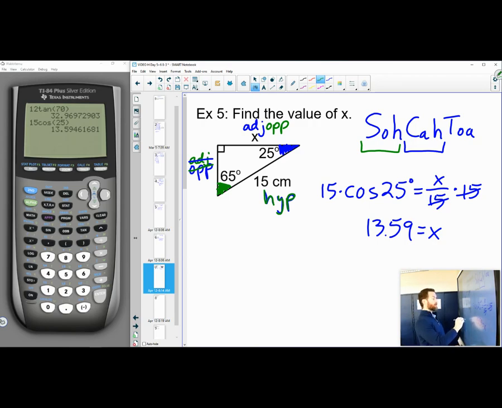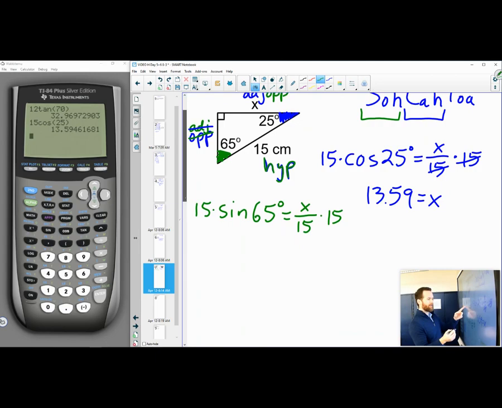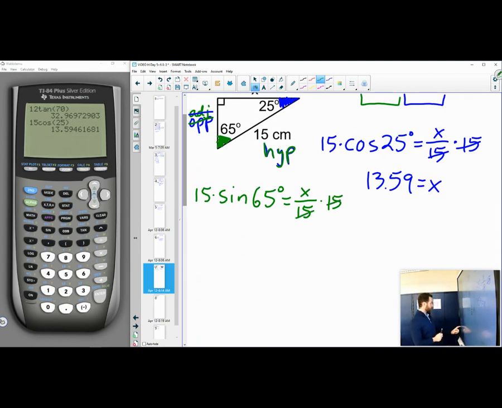So if we use 65 degrees, that would be sine of 65 degrees equals O over H. So O is x for opposite, H is 15 for the hypotenuse. Then we just multiply by 15 on both sides, just like we did earlier. Multiply by the denominator, cancel them out, and we get 15 sine 65. Oops, missed the sine. Let's go back. Sine of 65, close parentheses, hit enter, and we get the same thing, 13.59. There we go, that's what we wanted.